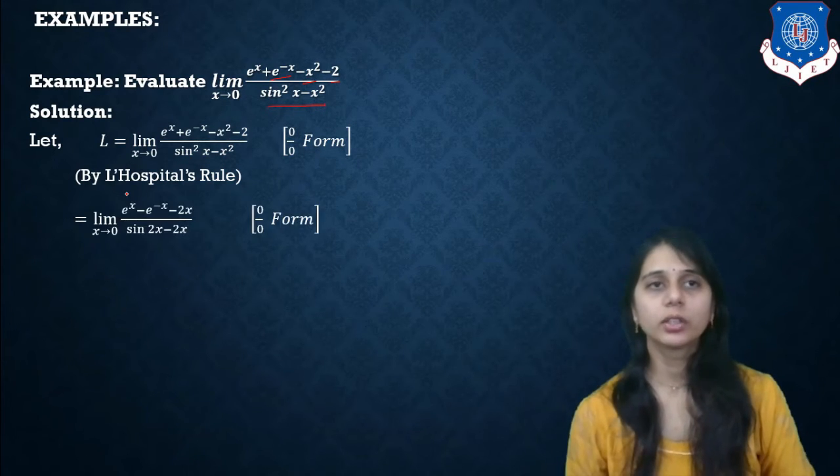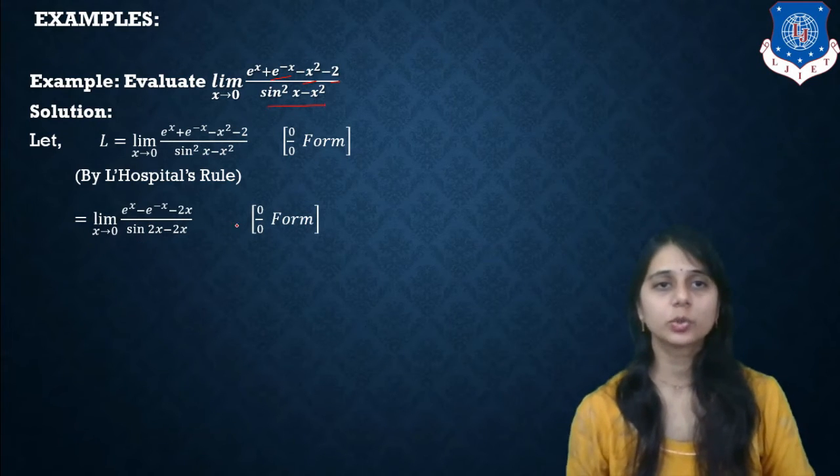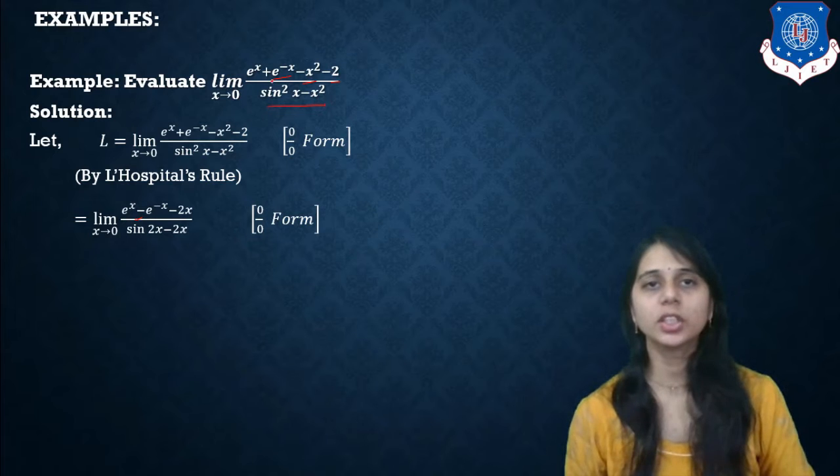Using the rule of 0 by 0 form, we differentiate e raised to x as e raised to x, differentiate e raised to minus x as minus e raised to minus x, x square as 2x, and 2 is 0. What is the differentiation of sin square x? It is 2 sin x cos x. So we say that sin 2x, and the differentiation of x square is 2x.